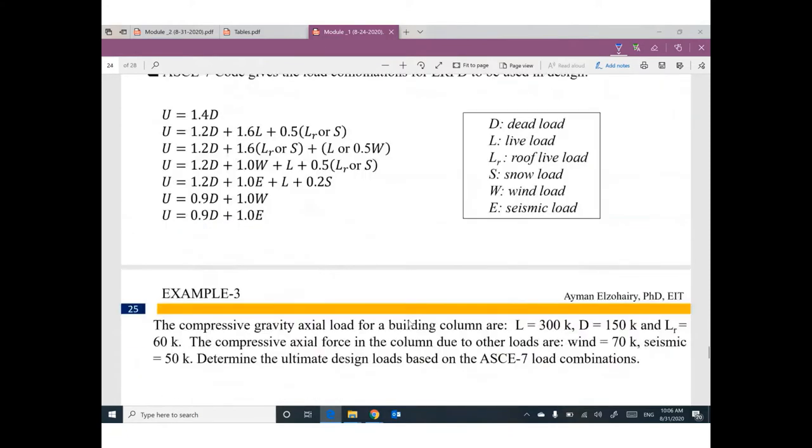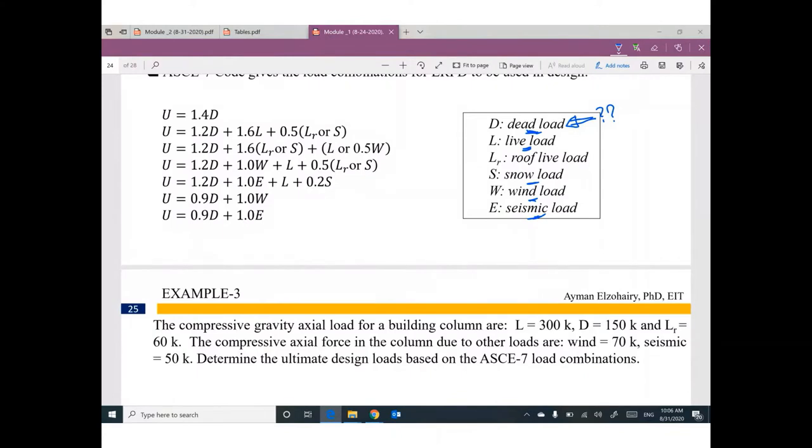No, the standard said sometimes we have dead load. Not sometimes, all the time. Dead load must exist all the time. We have live load, we have snow load, we have wind load, we have seismic load. How can I make a combination? The standard didn't let the engineer decide. No, you have to follow the standard.